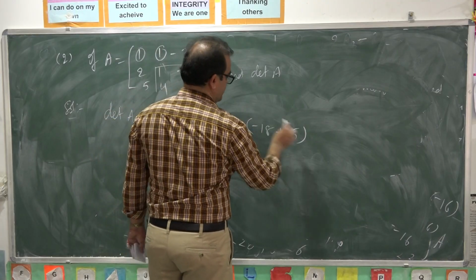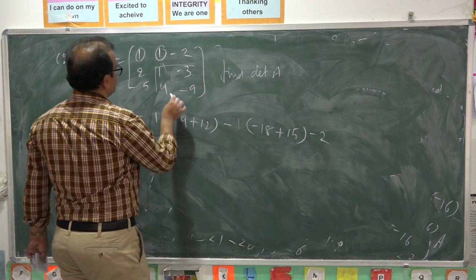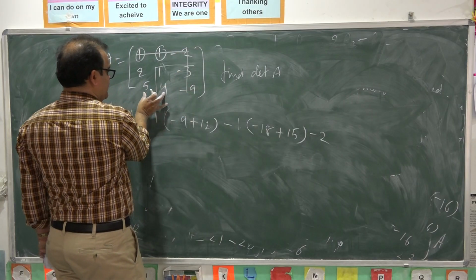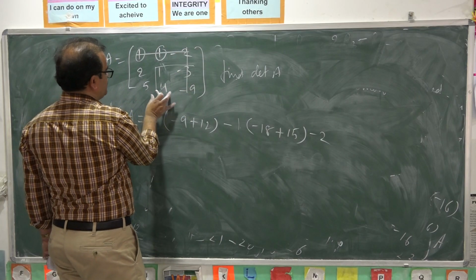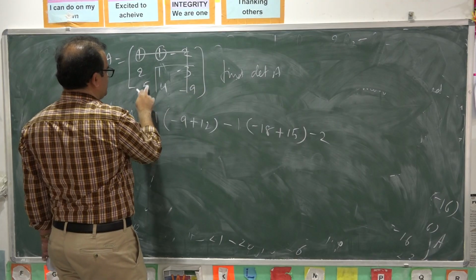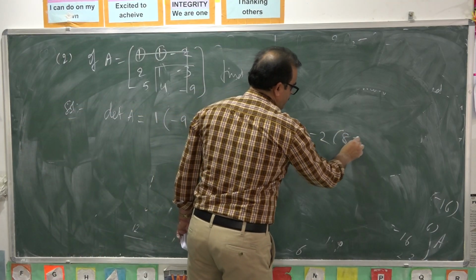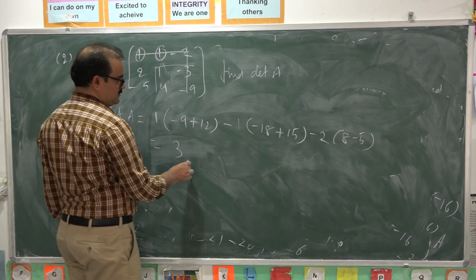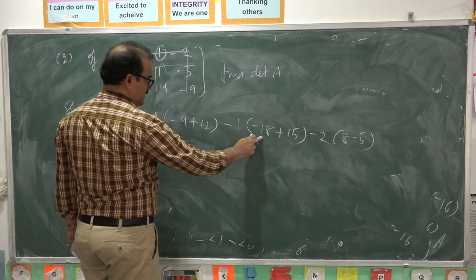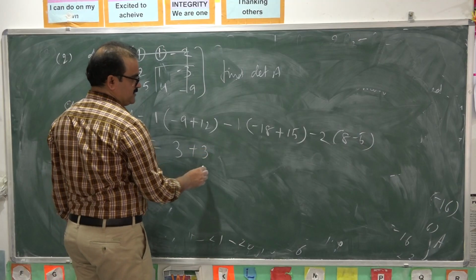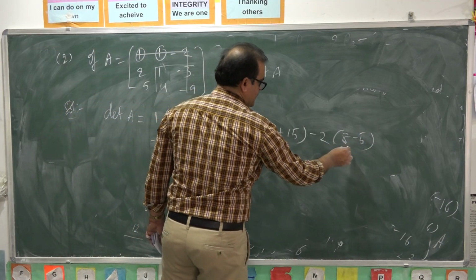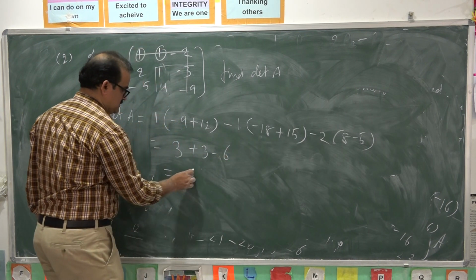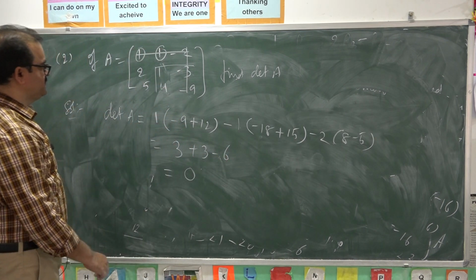Next, third element, minus 2 into, you delete this first row and third column. You get this 2 by 2 matrix. Determinant of this matrix, 2 into 4, 8 minus 5, 3. Minus 3 into minus 1, 3 plus 3, 8 minus 5, 3 into 2, 6. This is equal to 0. Determinant of this matrix is 0.